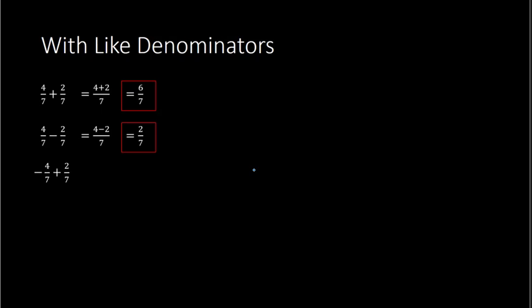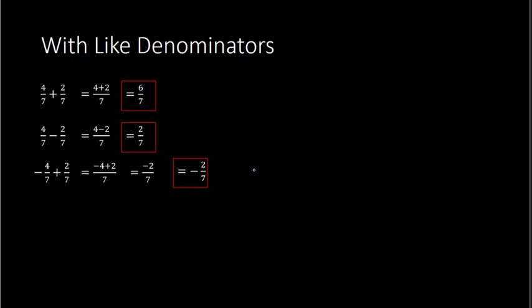Here we have a negative 4 over 7 plus 2 over 7. Once again, the denominator is the same, so I can add the numerators. So for the top, I have negative 4 plus 2, and the bottom would stay at 7. So my solution is negative 4 plus 2, which is negative 2 over 7.